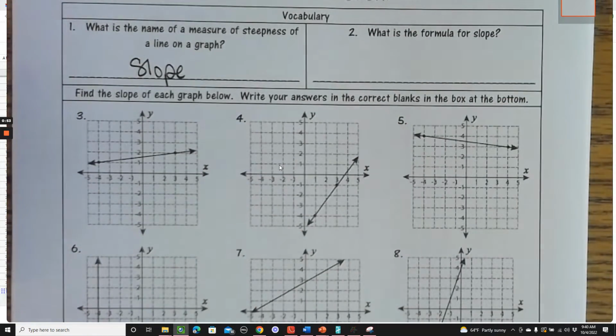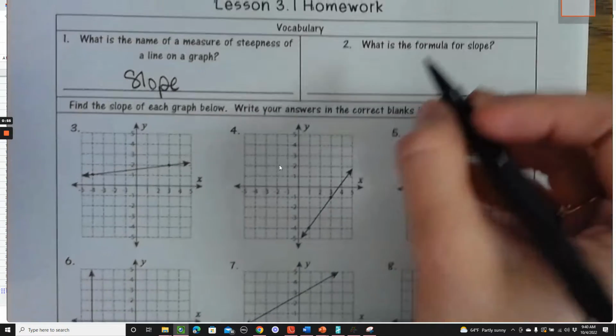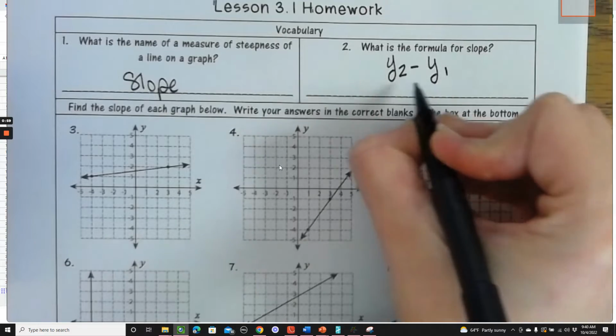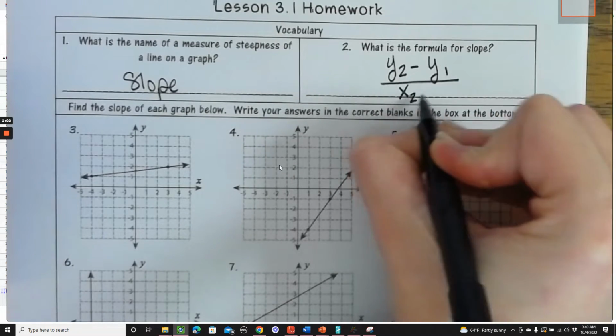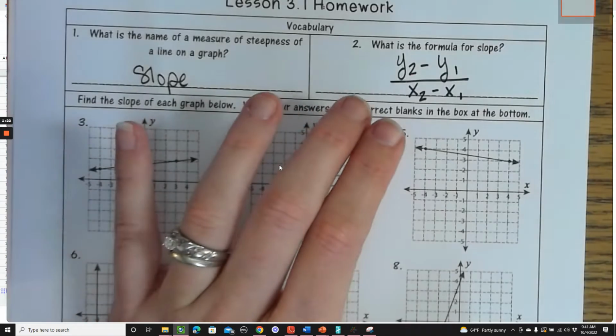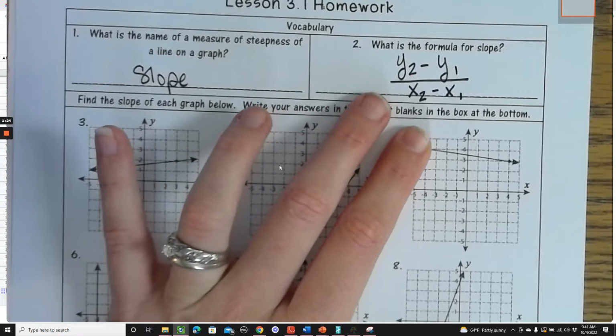The formula for slope, now this is if we're finding slope by hand, is y2 minus y1 over x2 minus x1. And in 6th and 7th grade, you have to find slope by hand. Last year, were y'all shown linear regression in the calculator? I'm going to show you linear regression, and it's going to make your life way easier. Linear regression means we don't have to use this formula anymore.